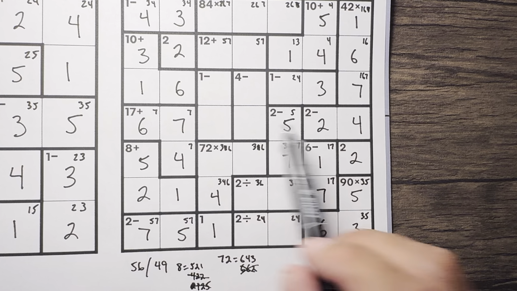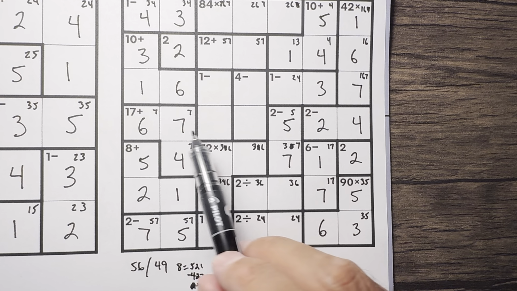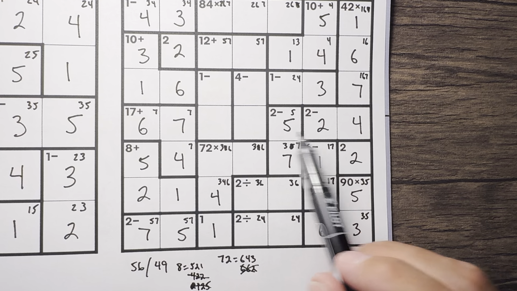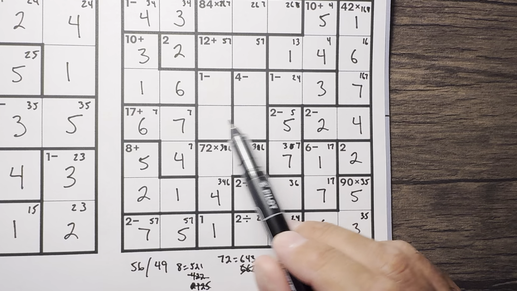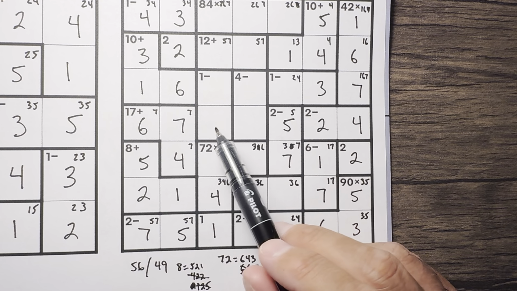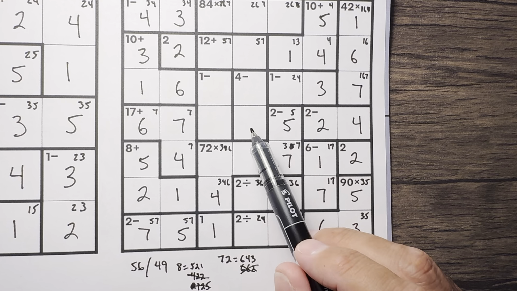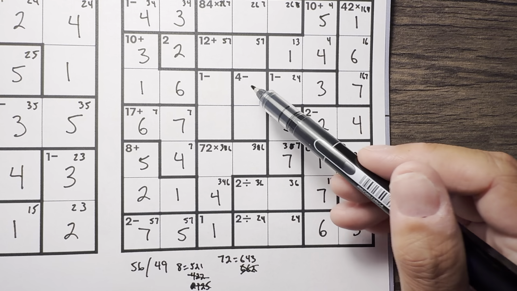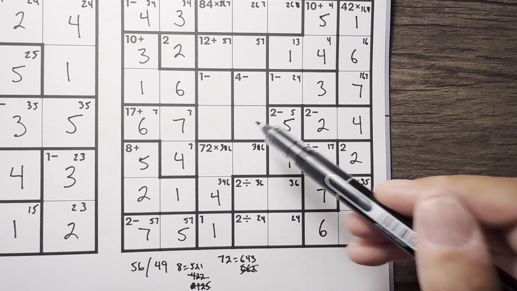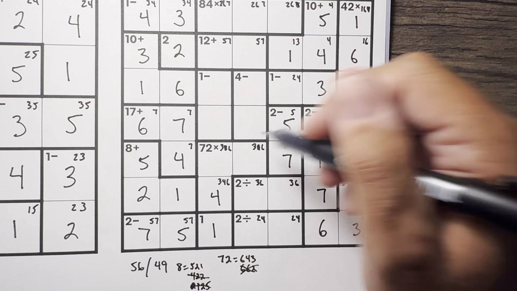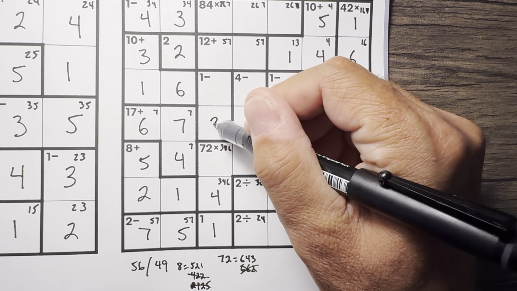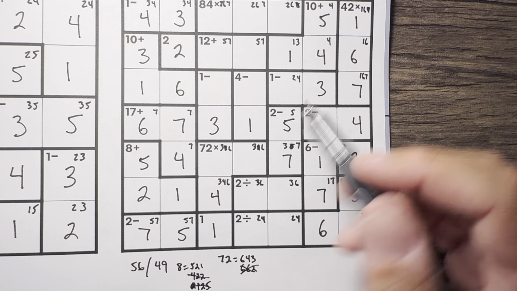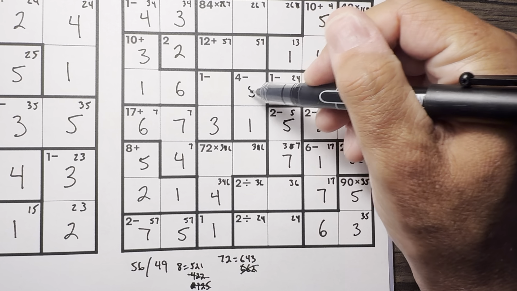What's missing in this row? A 1 and a 3. So these two cells are either 1 or 3. Could I put the 1 here? Yes, that could be a 5. Could I put the 3 here? That would be a 7, and that breaks. So this can't be a 3. It's a 1. This is our 3 for this row. That makes this a 5.